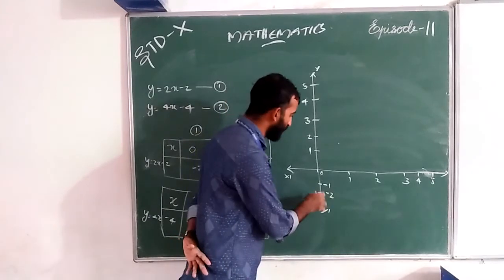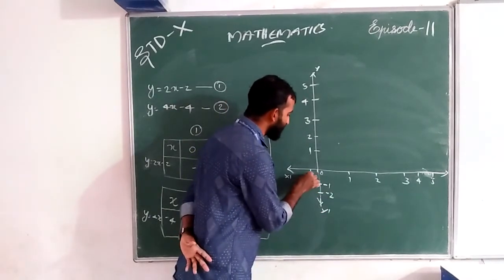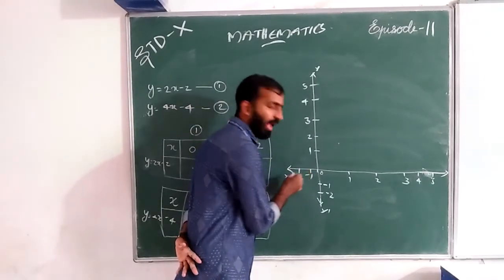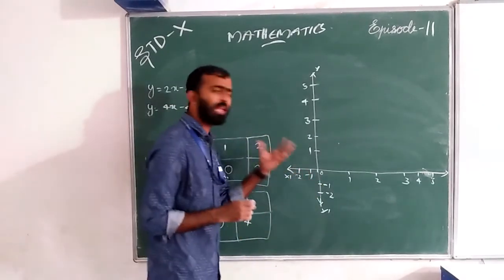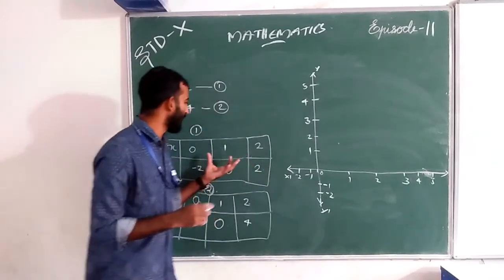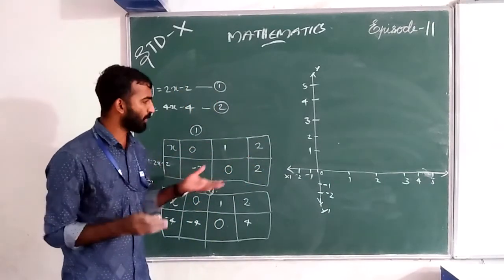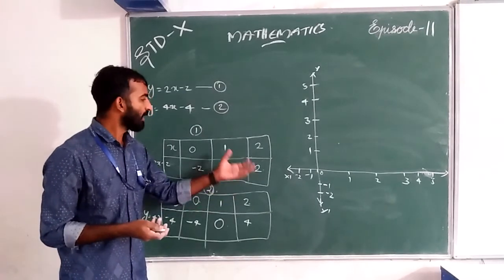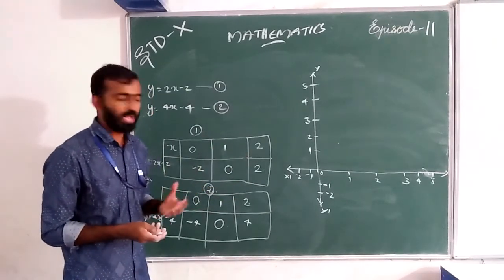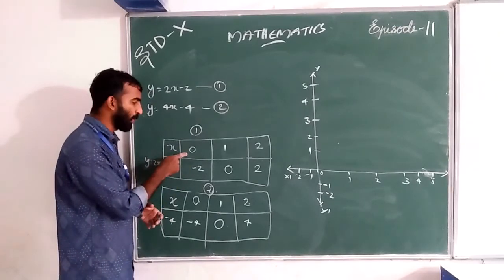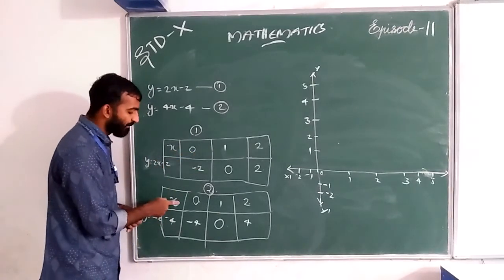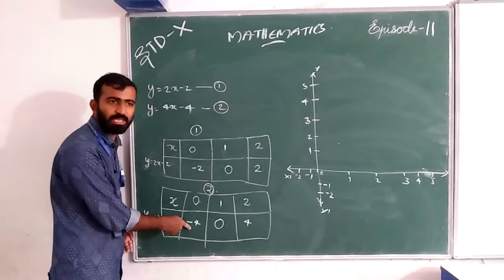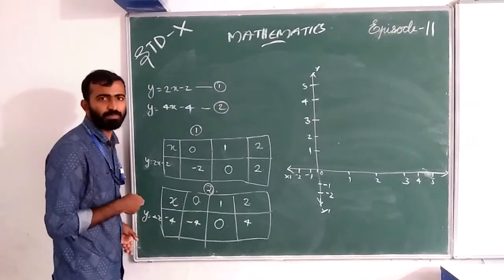-1, -2. Here is the x axis, -1, -2, etc. Here I didn't take any negative values. I take the positive values. As you like, you can also take negative values. I take positive values for x.